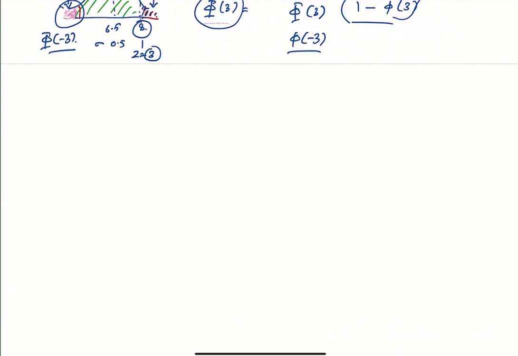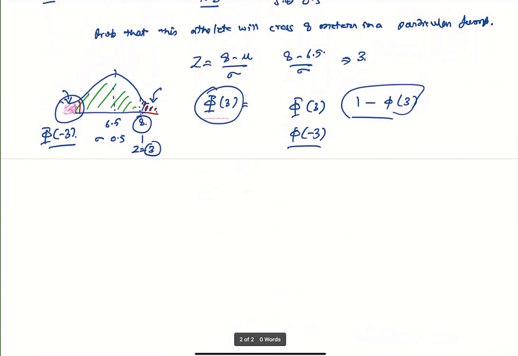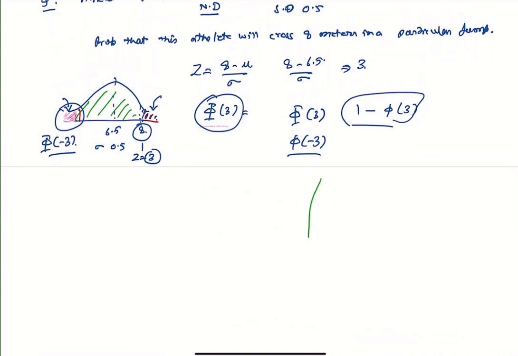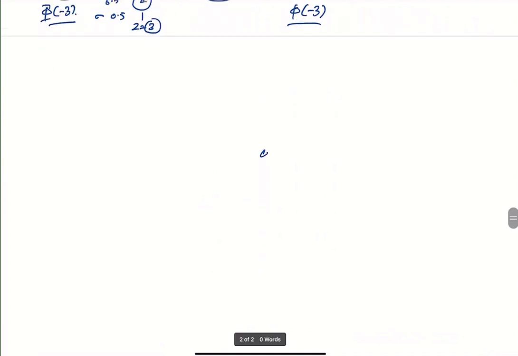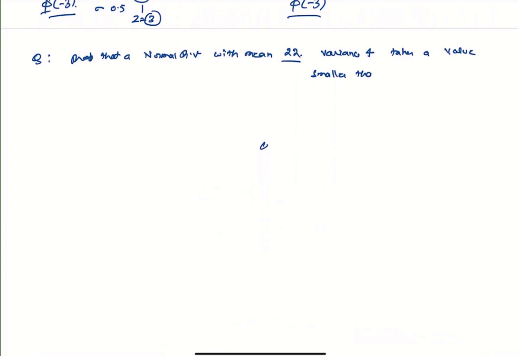Some more questions. One question is: use distribution tables to evaluate the probability that a normal random variable with a mean of 22 and a variance of 4 takes a value smaller than 19.